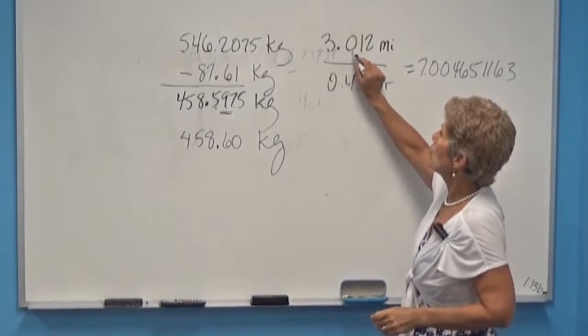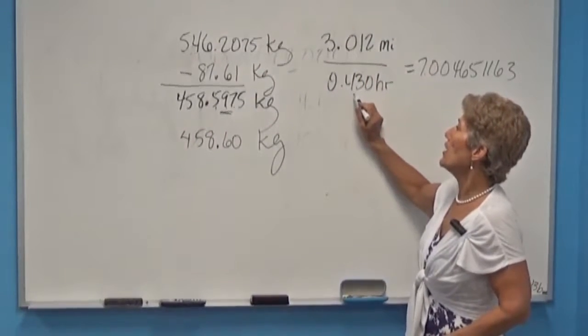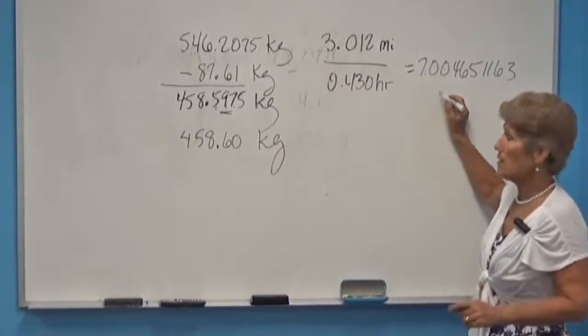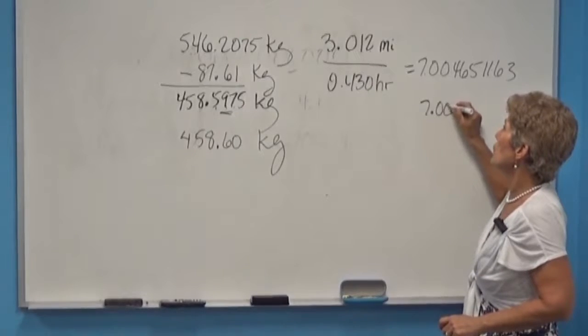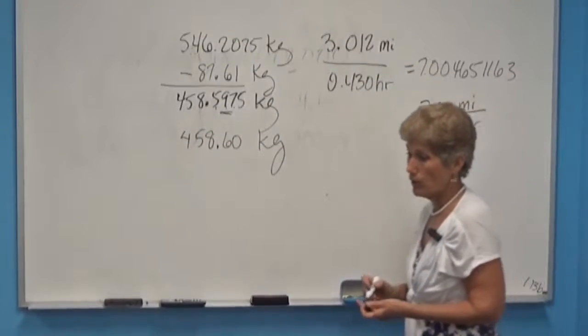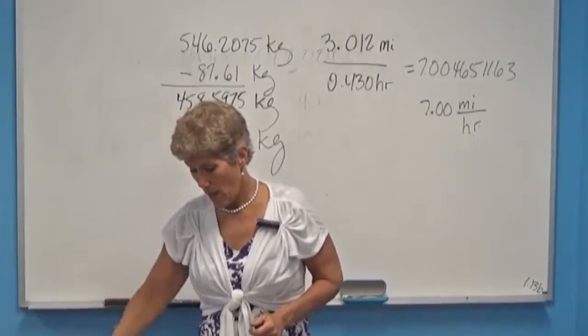This one has 1, 2, 3, 4 significant figures, the numerator. The denominator has 1, 2, 3 significant figures. So your answer has to be in 3 significant figures. So you would answer 7.00 miles per hour, and that would be your answer in the right number of significant figures.